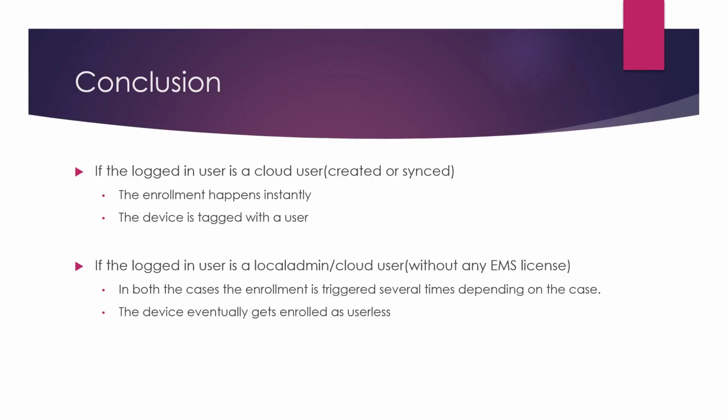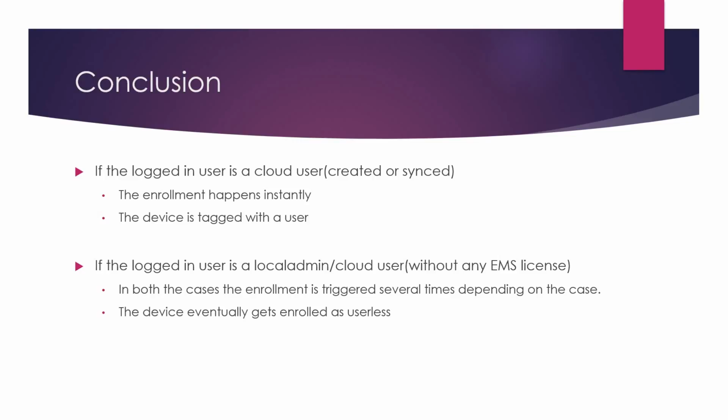The device gets tagged with a user. So the enrollment will happen in the first attempt itself, and once the enrollment is done, when we go into the Intune portal, we'll be able to see the UPN of the user that was used to enroll the device.